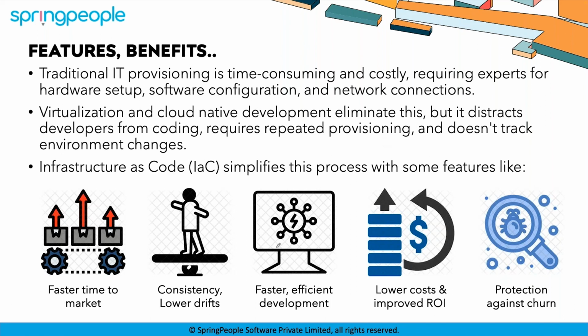Having infrastructure as code makes your entire software development lifecycle easy and lower cost, because of open source and other things, and improved ROI, return on investment. Protection against churn, so you don't have to really bother about identifying those bugs and other things.